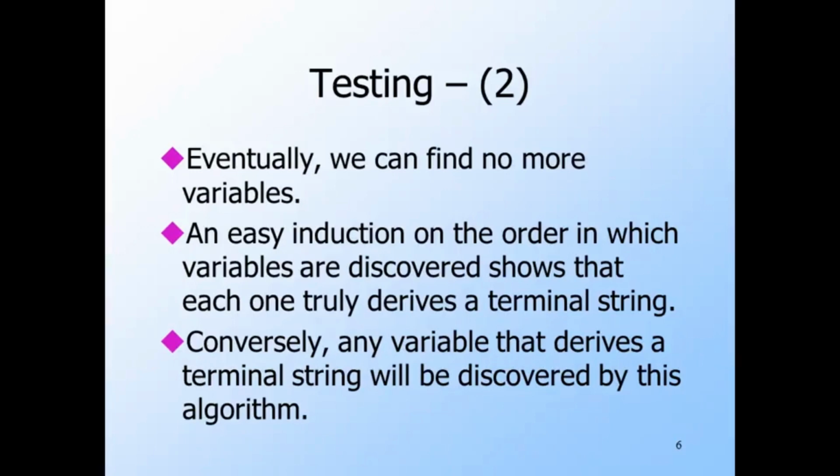Since the number of variables is finite, eventually this algorithm terminates where it can find no more variables that derive terminal strings. It is easy to prove that whenever the algorithm says a variable derives a terminal string, it really does derive a terminal string. We're not going to prove that. The harder part is showing that the algorithm doesn't miss anything. That is, if variable A derives some terminal string, then the algorithm will eventually discover A. We'll do that on the next slide.